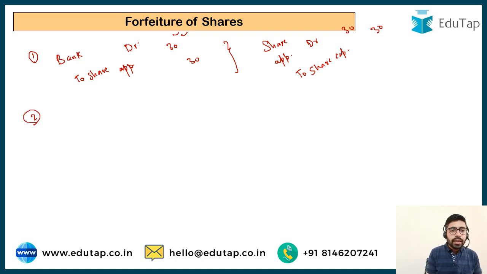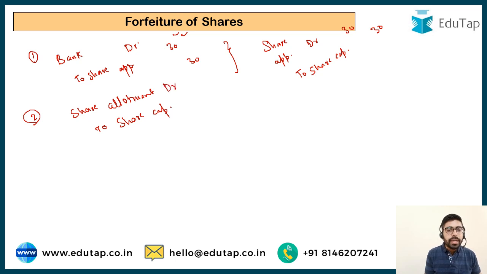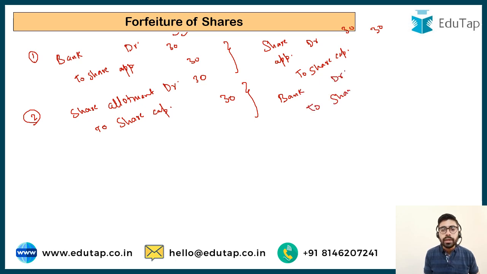Then again the company would have called the money at the time of allotment. At the time of allotment, the entry made is share allotment debit to share capital. So the things are reversed at the time of allotment. The entry is made for the amount due at the time of allotment, rupees 30, and then the amount is received: bank debit to share allotment. Again 30 rupees would be received.